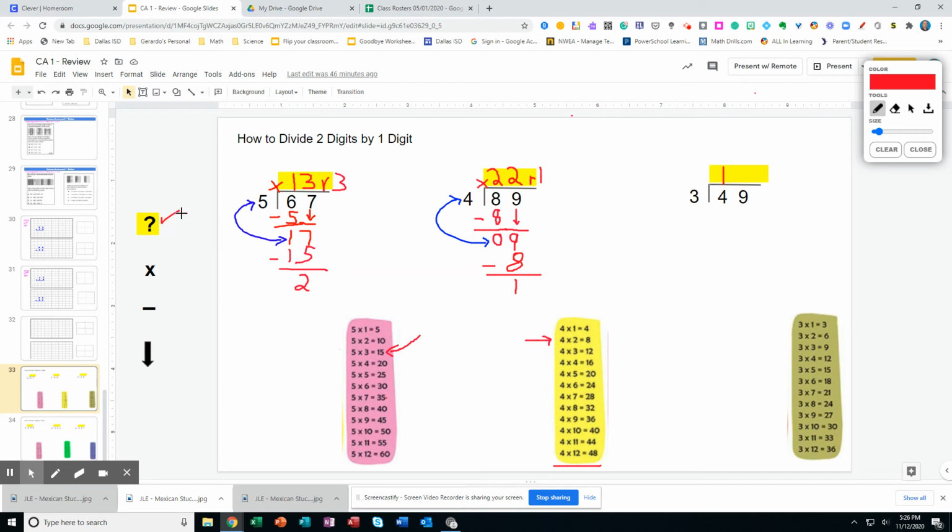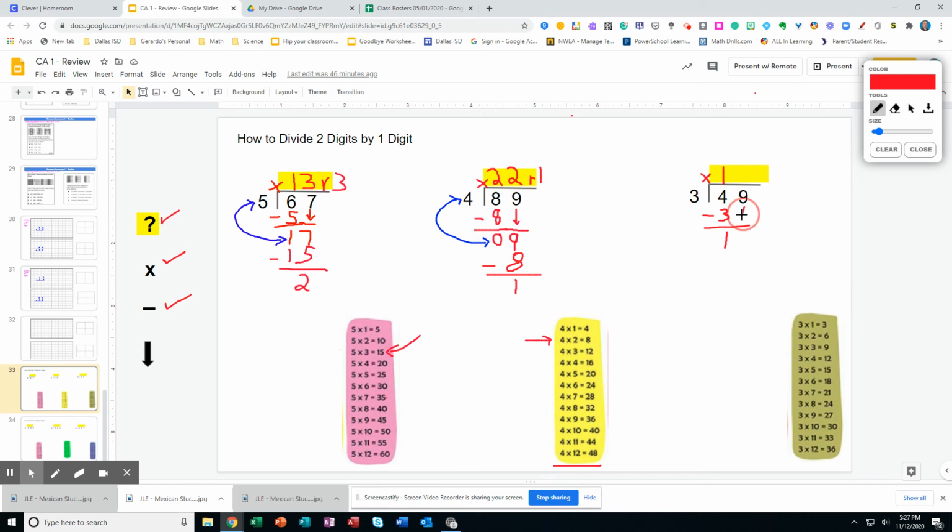Step 1, check complete. Step 2, I need to multiply, right? 1 times 3. 3 is the answer. Don't do anything else. As soon as you get the answer, step 2, check complete. Next step, subtract. All right, let's get the answer. 4 minus 3 is 1. That's the answer to my subtraction.